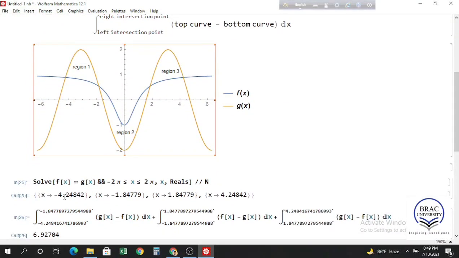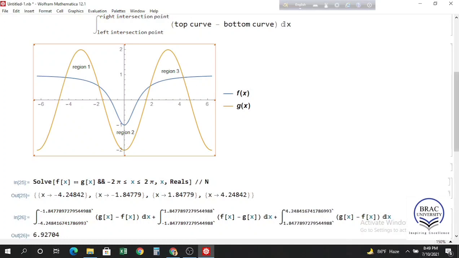So after solving the equation, we got these 4 intersection points. This one is minus 4.2, the x value, and this one is minus 1.8, and this one is plus 1.8, and this one is 4.2.